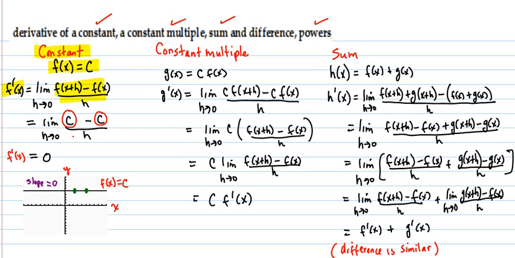And you can see that on the picture, that if f of x is a constant, then it's a horizontal line which has slope 0 everywhere.